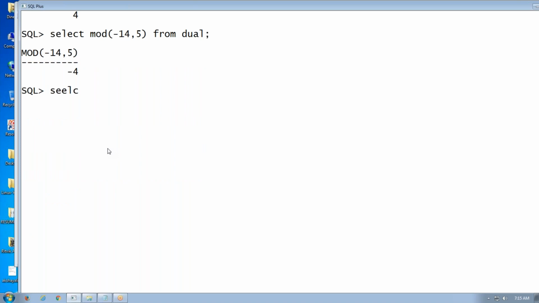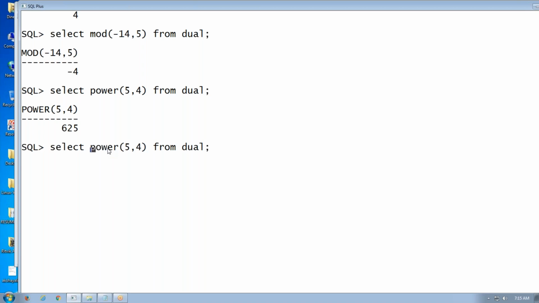Next, POWER. POWER of 5 comma 4 from dual. 625 is the answer. 5 into 5, 25. 25 into 5, 125. 125 into 5, 625. The next function is square root. See, what is the square root value? SQRT of 81 from dual. The square root value it will display. So these are very simple functions.